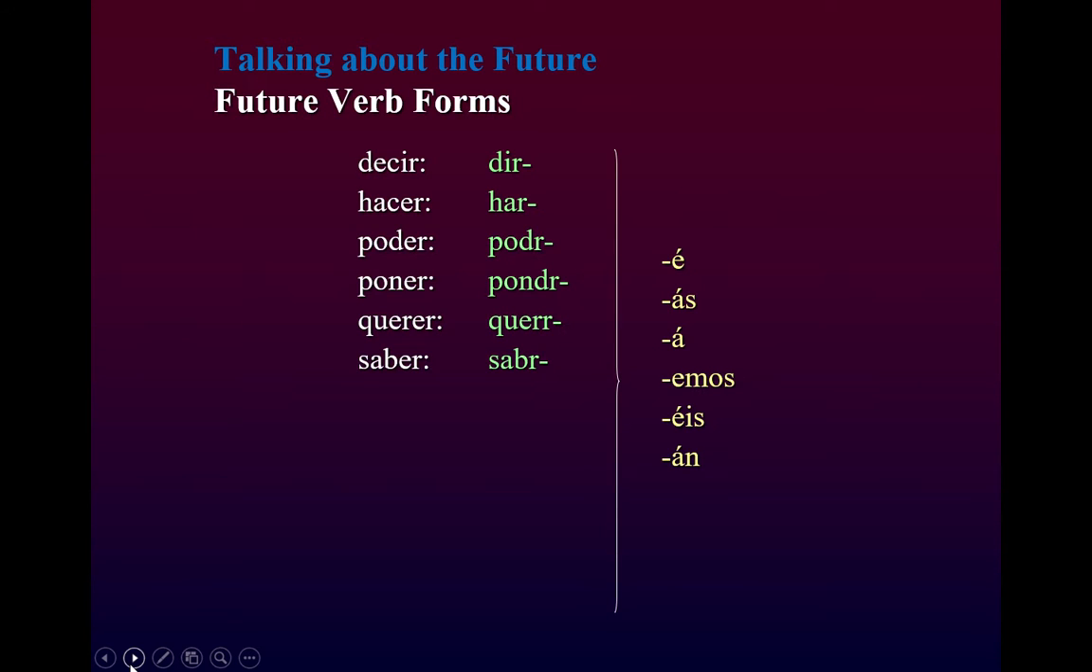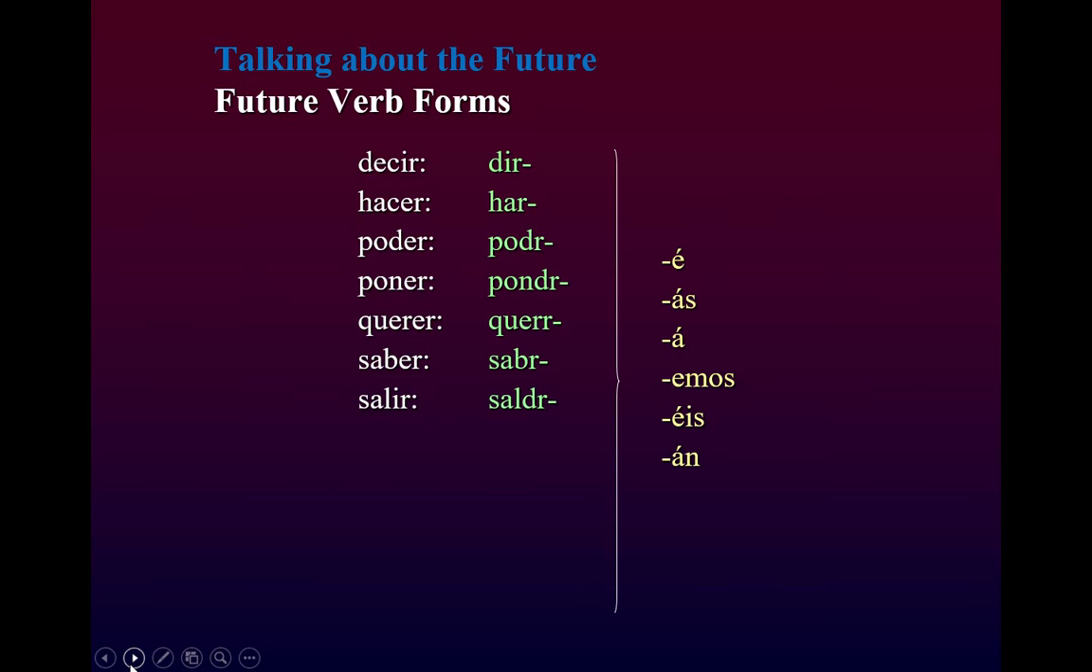The verb saber also drops out the letter E, so instead of saying saberé, you say sabré. You just run that sound together, so that E of the infinitive drops out. Sabré. So how would you say they will know? Ellos sabrán. Muy bien.